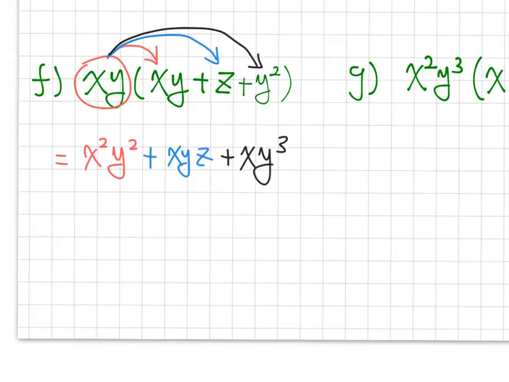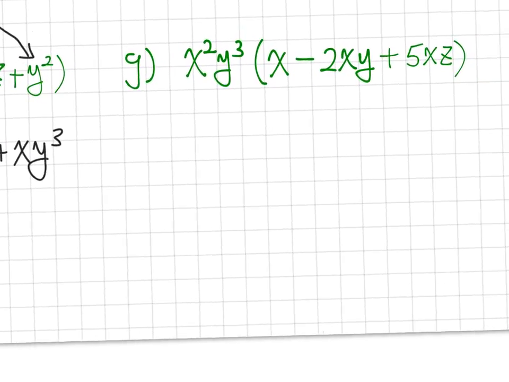Now I have x squared, y squared. Let's see whether we have the same thing for the black one. We have xy cubed. So we don't have x squared, y squared, so we cannot collect the like terms, so we have to leave the answer in this way. Now, then let's go to the last question.